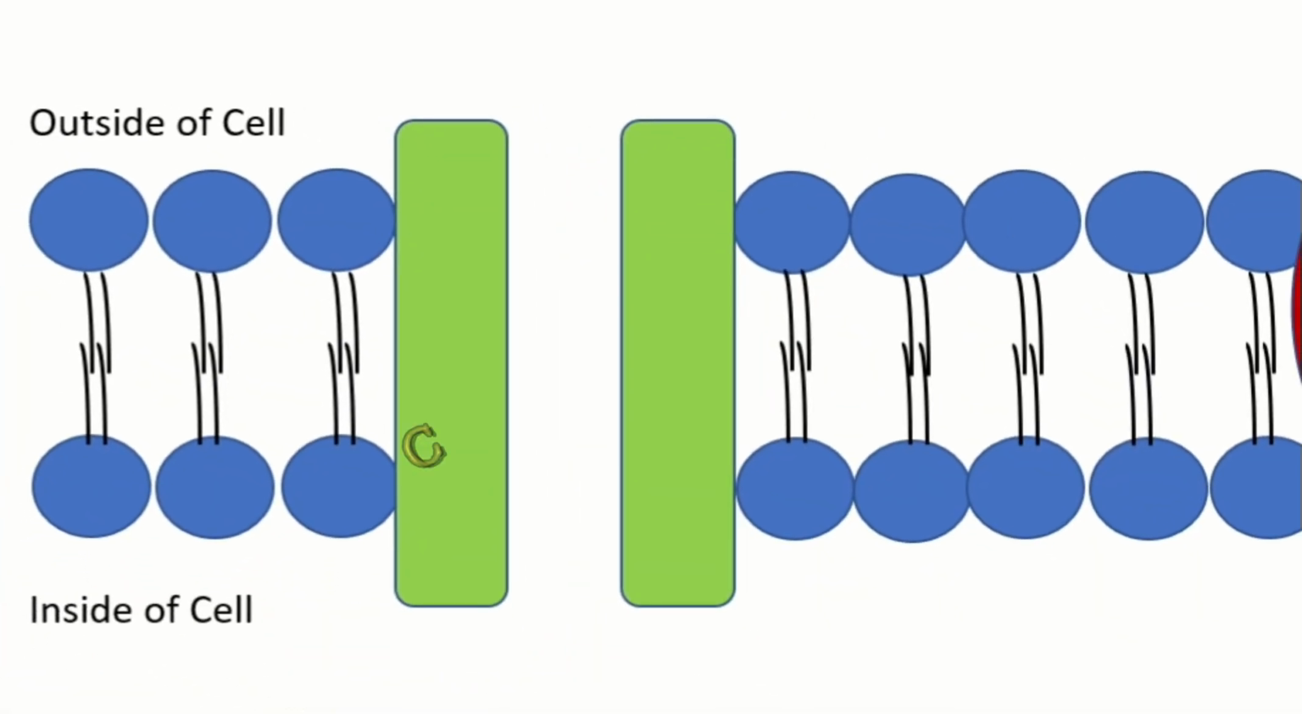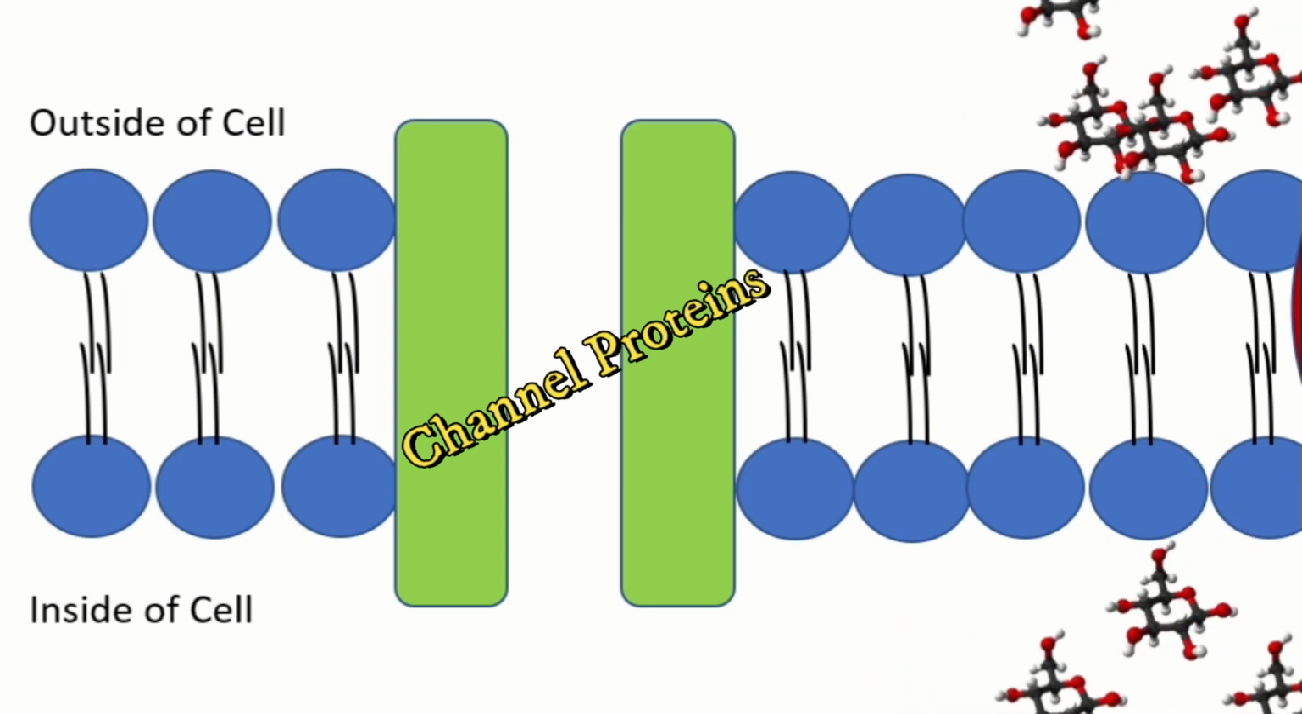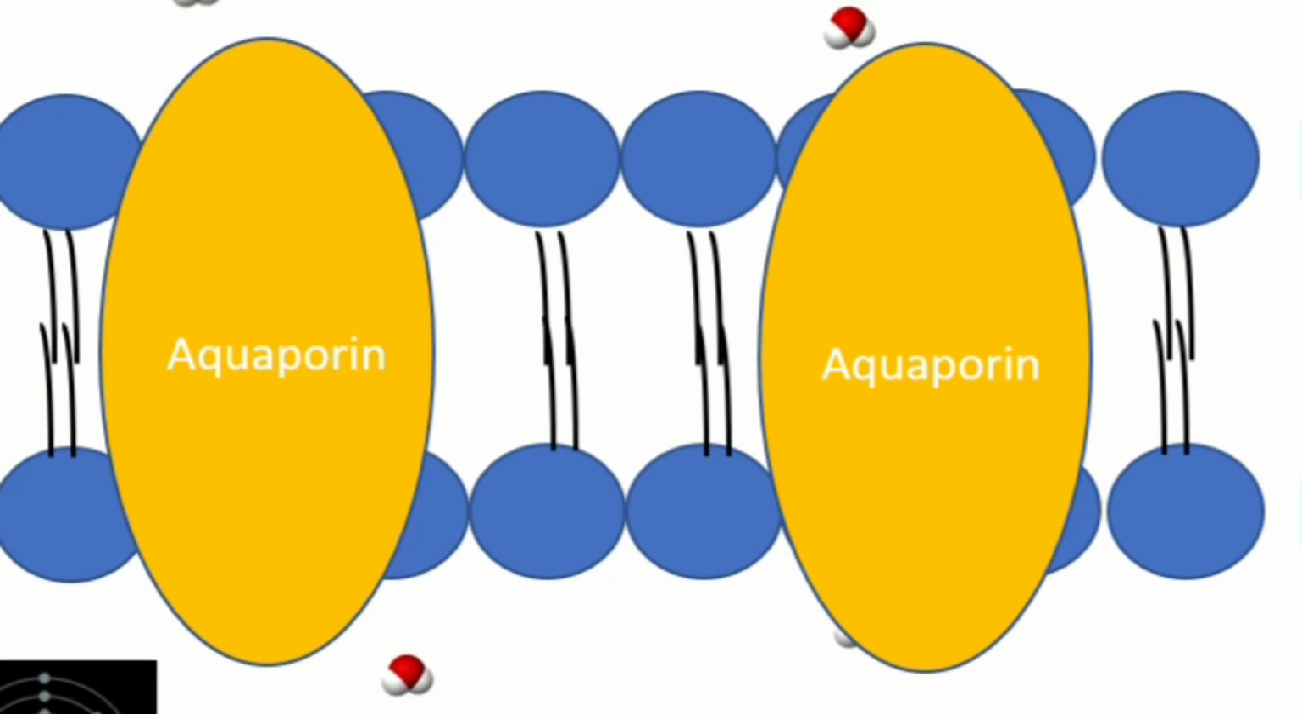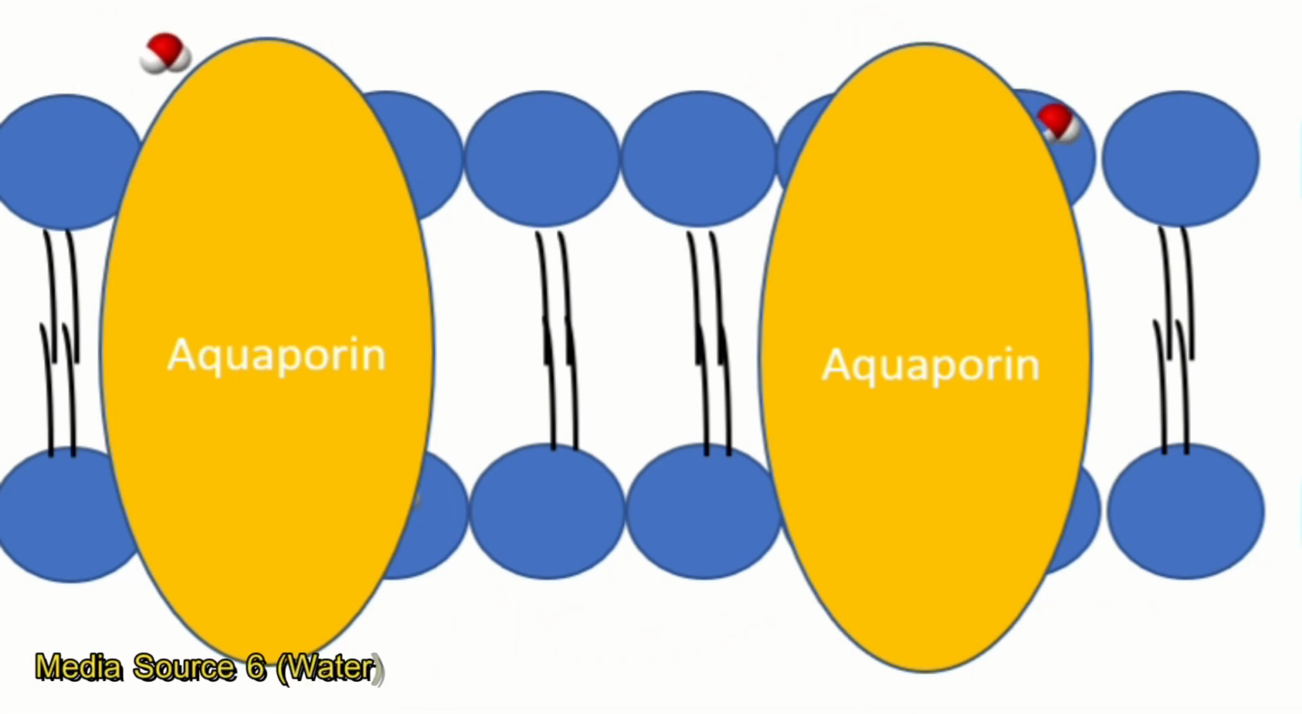Channel proteins are selective of the molecules that are appropriate size and charge. And one special type of channel protein is called an aquaporin, which helps to move water across plasma membranes.